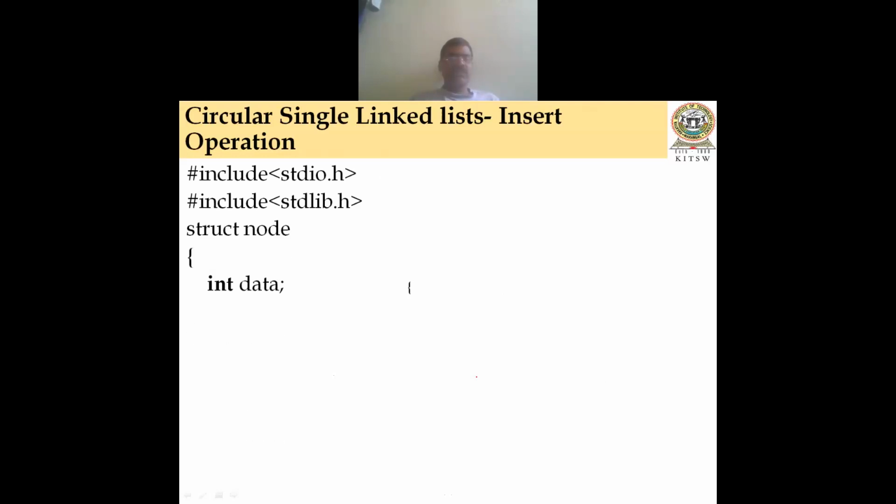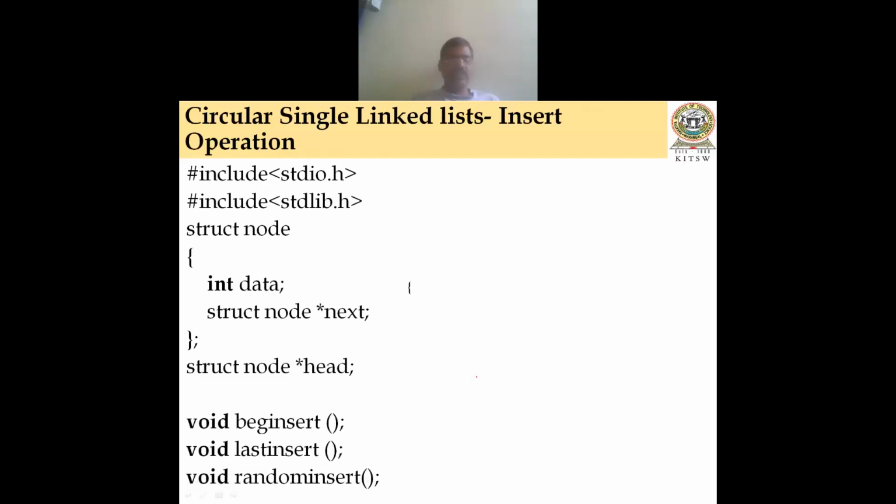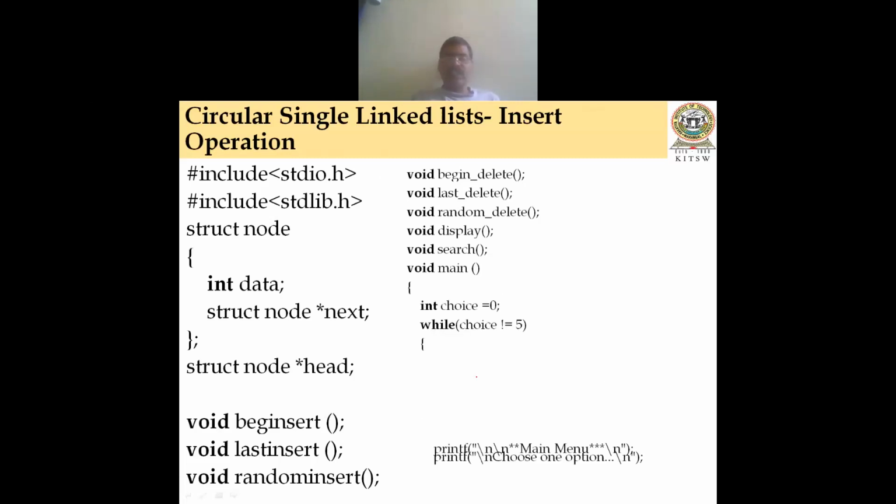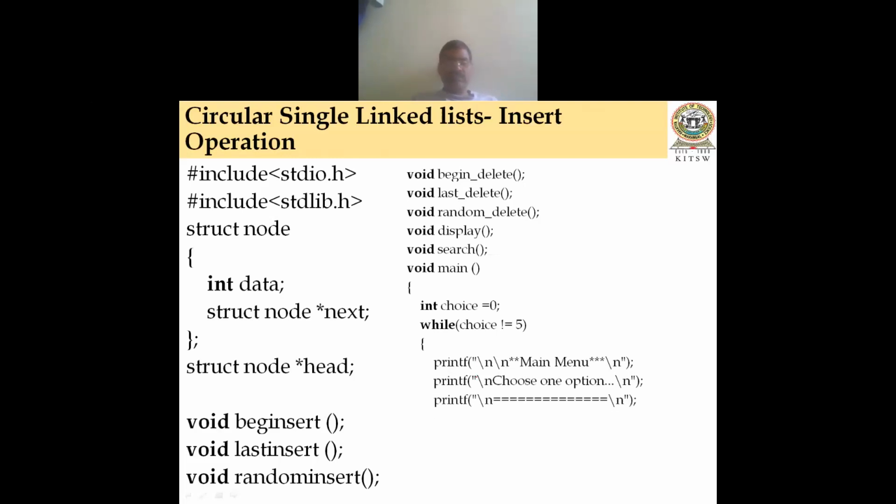These are the operations we are going to see within the circular single linked list. We define struct node similar to a single linked list: int data, struct node star next, and struct node star head, which is initially null. Then there are the functions: beginning insert, last insert, random insert, begin delete, last delete, random delete, display and search. And this is the main function, where we are creating a menu with these options.